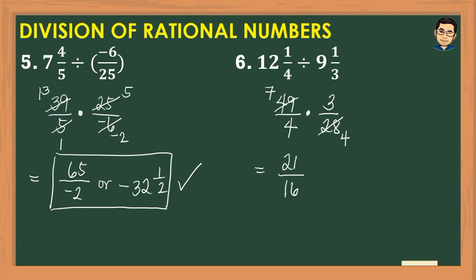So 21 over 16 is an improper fraction. So change natin siya into mixed numbers. So ilang 16 ang meron sa 21? Obviously, isa. And then the remainder, that is 5, over the divisor, 16. Okay, so this will be our final answer.